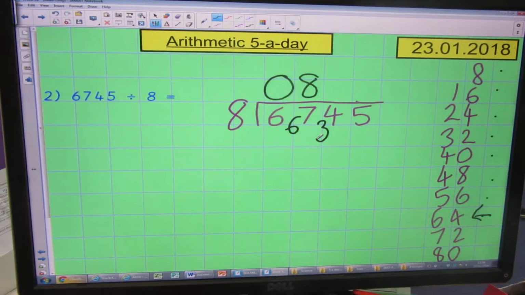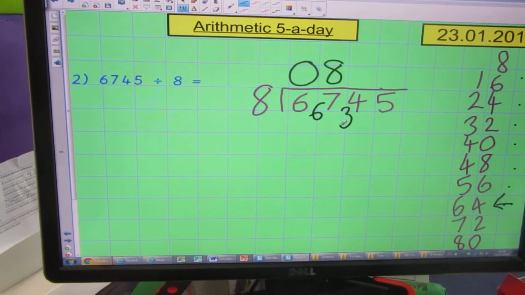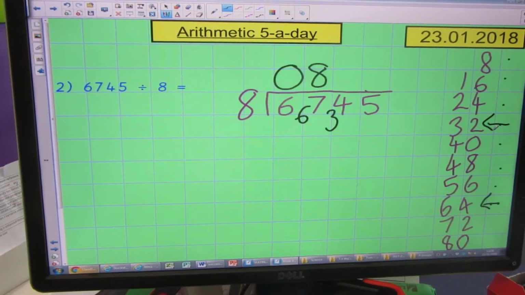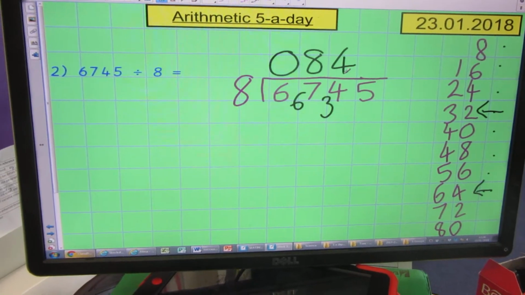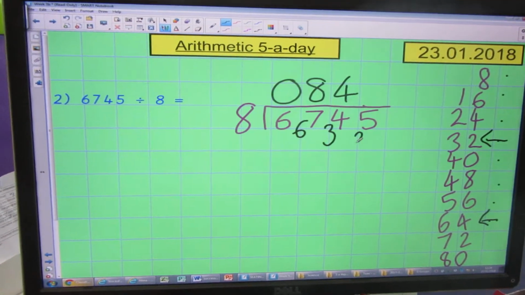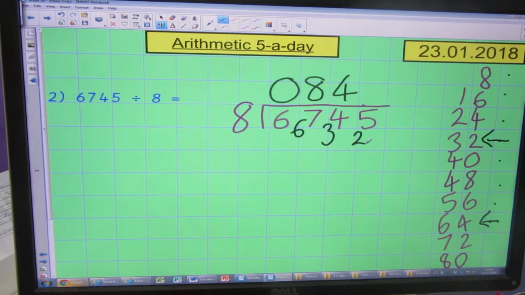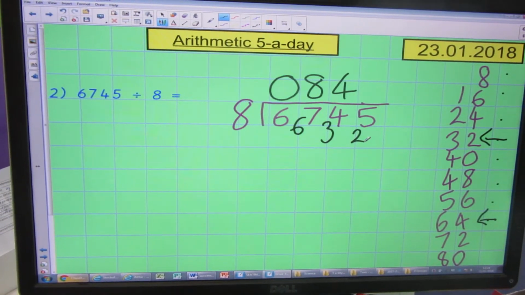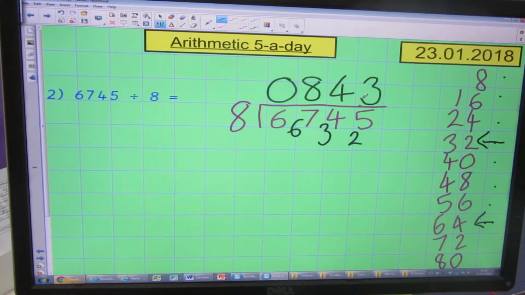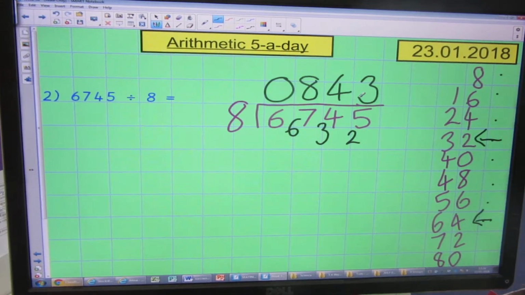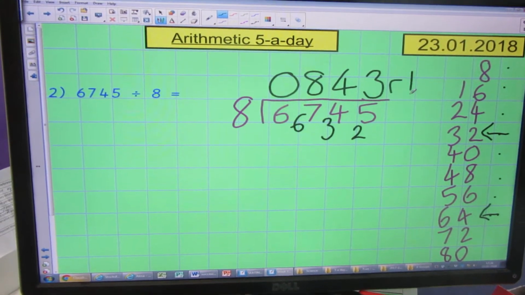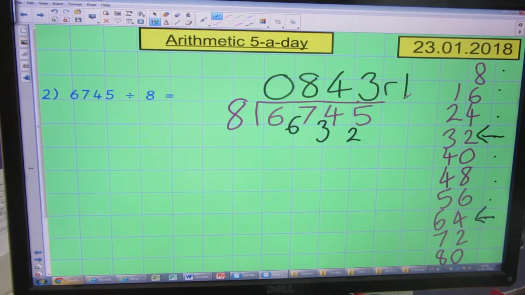How many 8s do we have in 34, Steffi? 4. So we get to 32 this time, which is 4. And what's your remainder? 2. So now we do how many 8s into 25? Ella? 3. So we get to 24, which is 3. Ella, what's your remainder? 1. Remainder 1. So your answer could be 843, remainder 1.